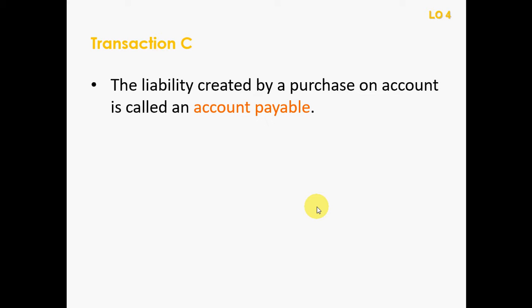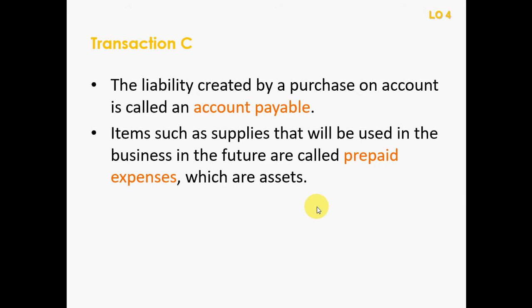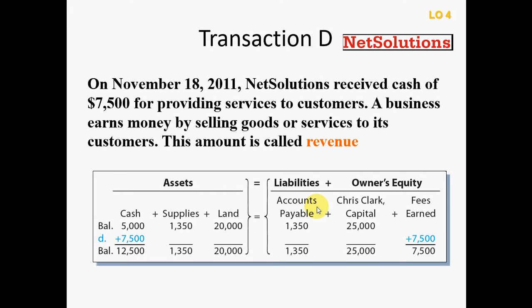Items such as supplies that will be used in business in future are called prepaid expenses, and these are assets. Okay, now talking about transaction D. On November 18, 2011, Net Solution received cash of $7,500 for providing services to the customer. A business earns money by selling goods and services to its customers, and this amount is called revenue.